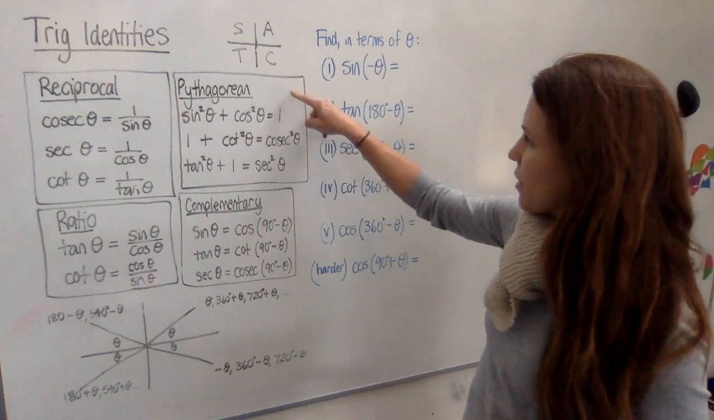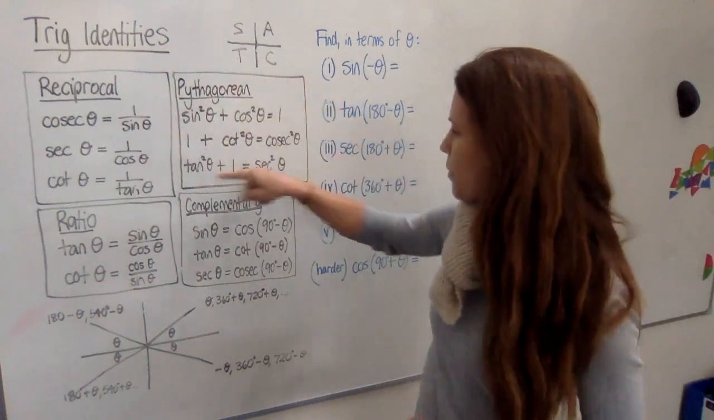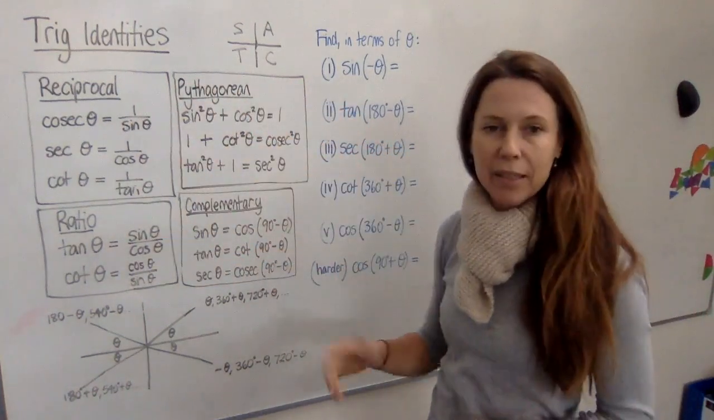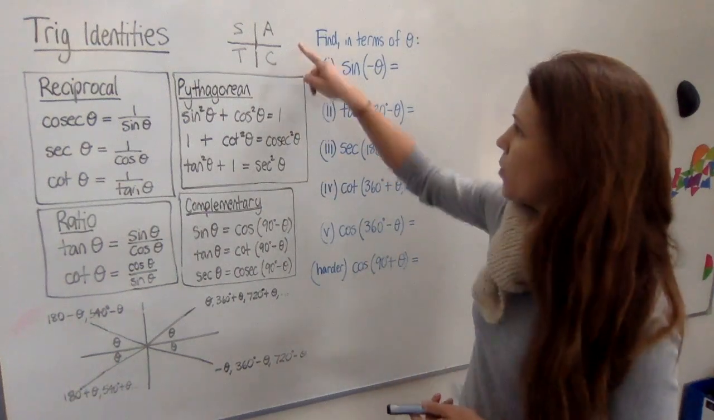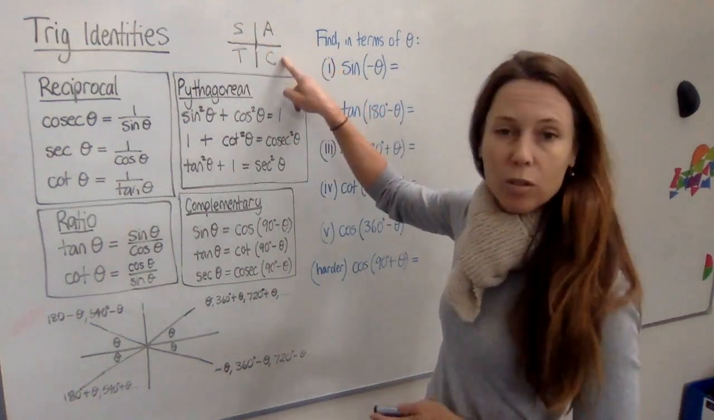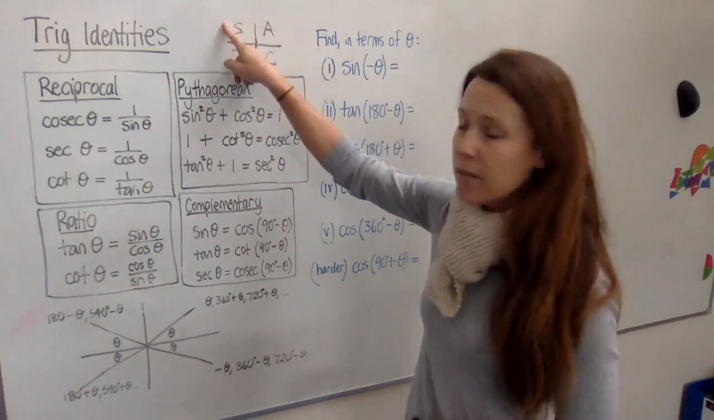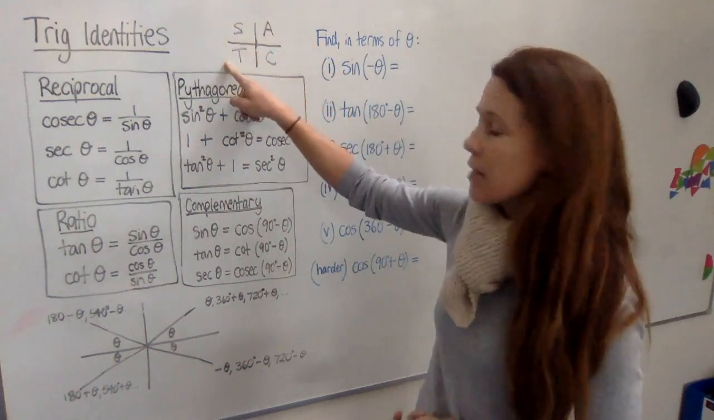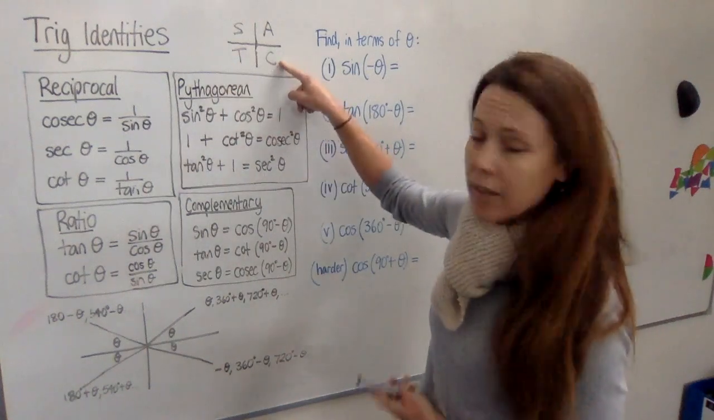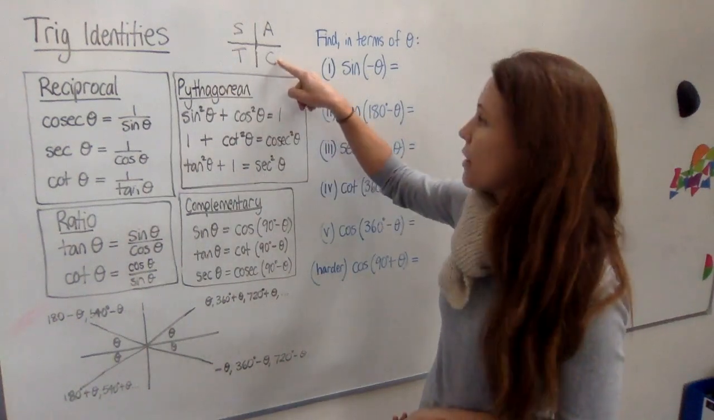Perhaps we're not going to need the Pythagorean identities, but I've put them up there just so that we've got a complete list of all our trig identities. We need to know how to use All Stations to Central, which means that all trig ratios are positive in the first quadrant, only sine and its reciprocal in the second, tan and its reciprocal in the third, and only cos and its reciprocal in the fourth.